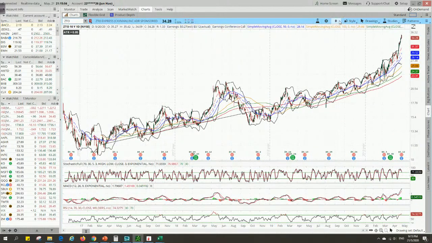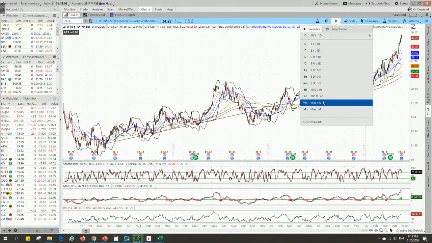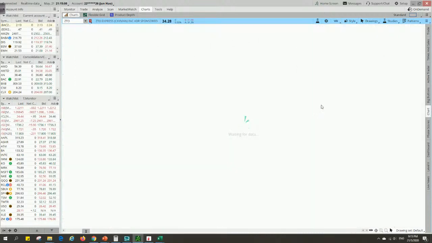Now, how about the history of this stock? That's the next thing that I would like to know. And for that, we'll look at the weekly chart.